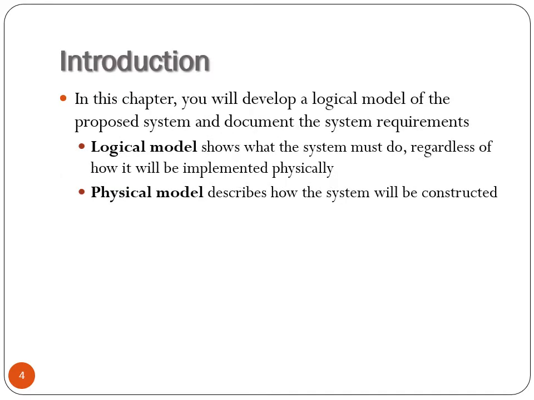During the requirement modeling process, as described in the previous chapter, we use several fact-finding techniques to investigate the current system and identify user requirements. Now, we will use the information gathered from that process to develop a logical model. A logical model shows what the system must do regardless of how it will be implemented physically. Later, in the system design phase, we will build a physical model. A physical model describes how the system will be constructed.